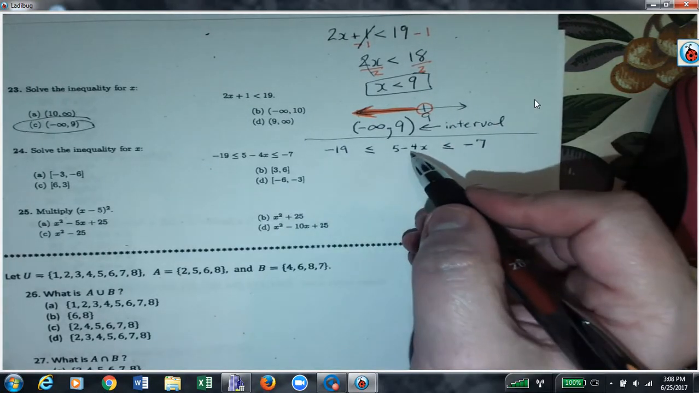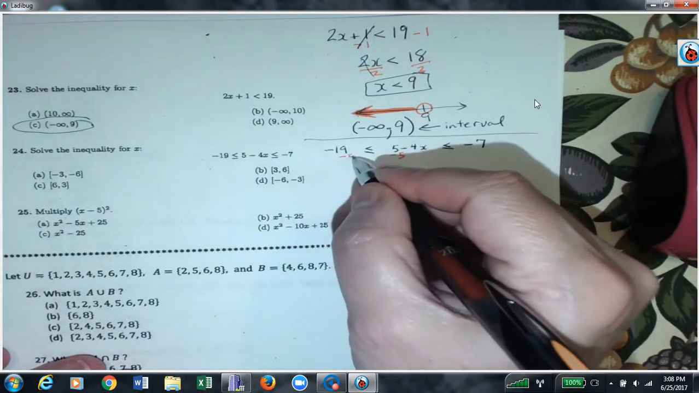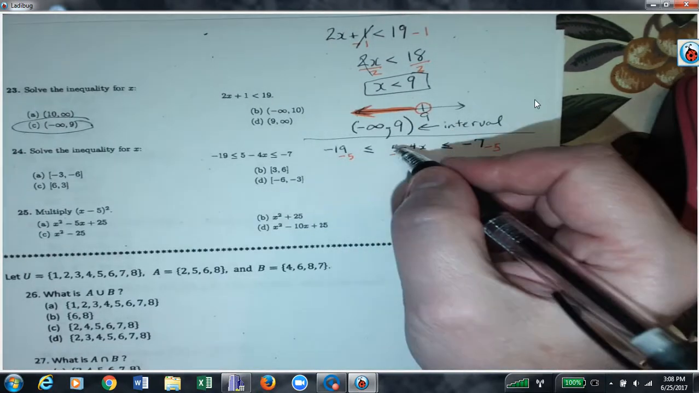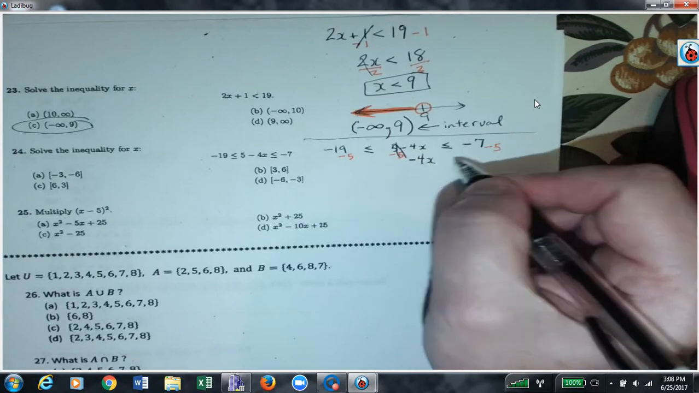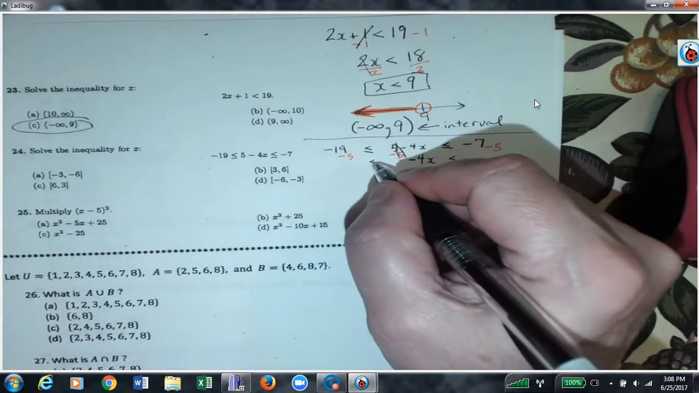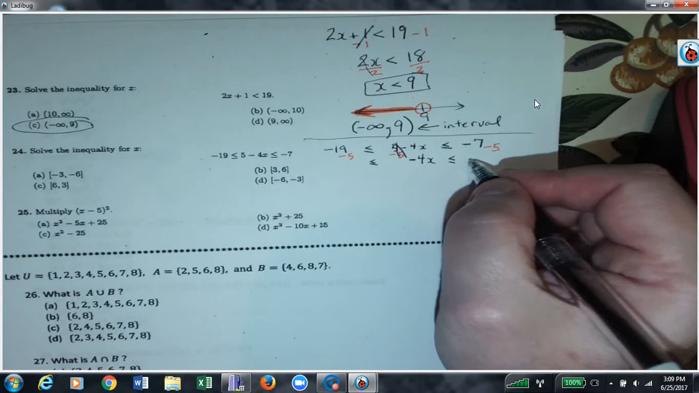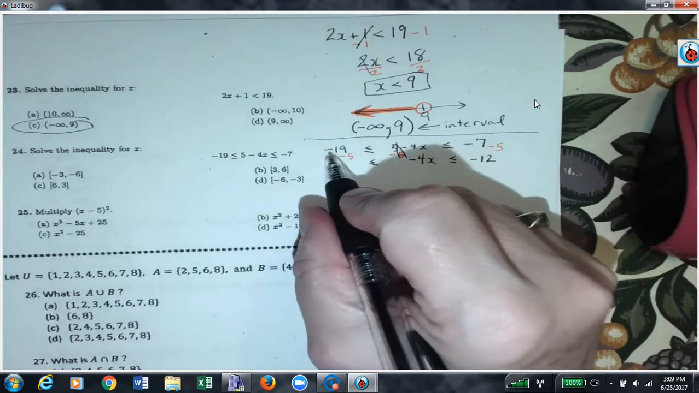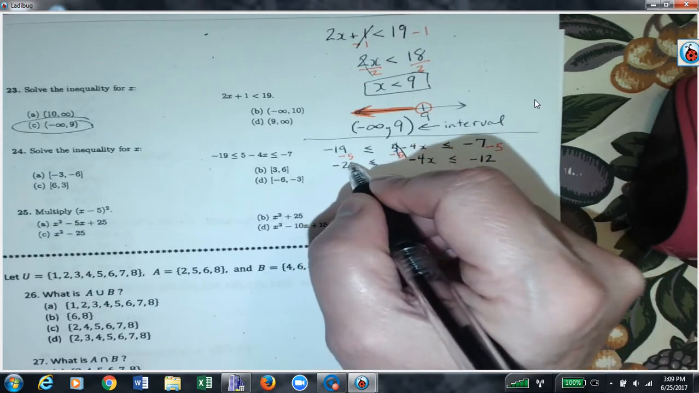So what I'm going to do is subtract 5 from everything. So these go away, and I'm left with negative 4x in the middle. And subtracting does not change the direction of the arrow. So over here I have negative 7 minus 5. I've got a negative 12 there. And over here I've got negative 9 minus 5. So that gives me a negative 24 there.